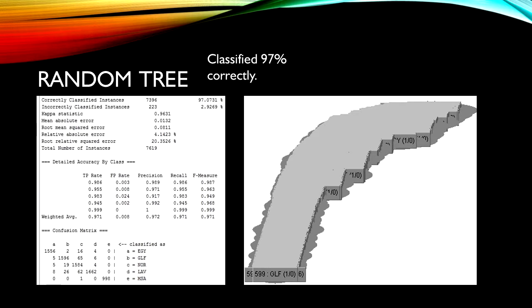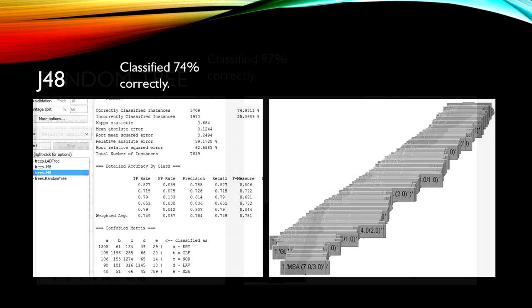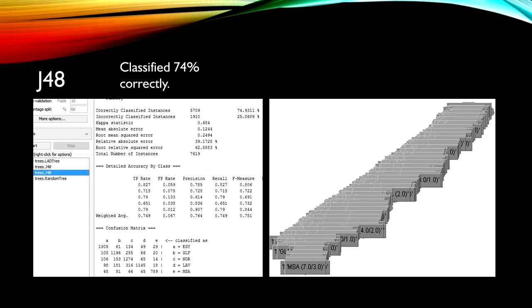The random tree visualization is hard to make sense of due to the sheer amount of data being shown overlapping each other. The J48 classifier correctly classified the instances at 74%. The confusion matrix shows that the classification is scattered, but has done a good job of classifying the dialects into the correct group. Again, similar to the random tree, we're not able to make sense of the tree due to the amount of data.